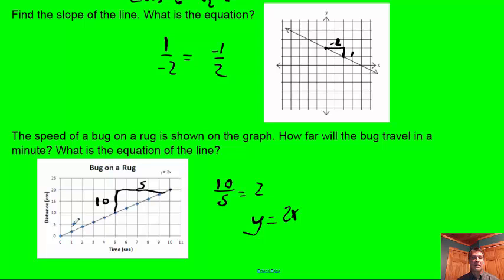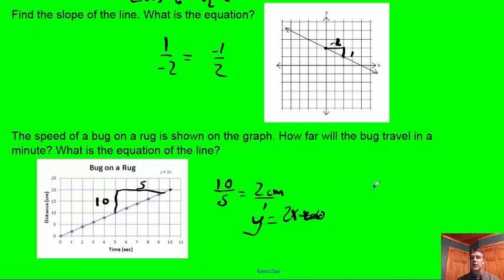Because my starting point is what? What's my starting point? Yep, it's 0. So I'm going to say plus 0. Well, you don't have to put plus 0. So we just write y equals 2x. Now, how far is he going to go in a minute? This is in seconds. Right? Well, I know he's going to cover 2 centimeters every what? 2 centimeters every second.